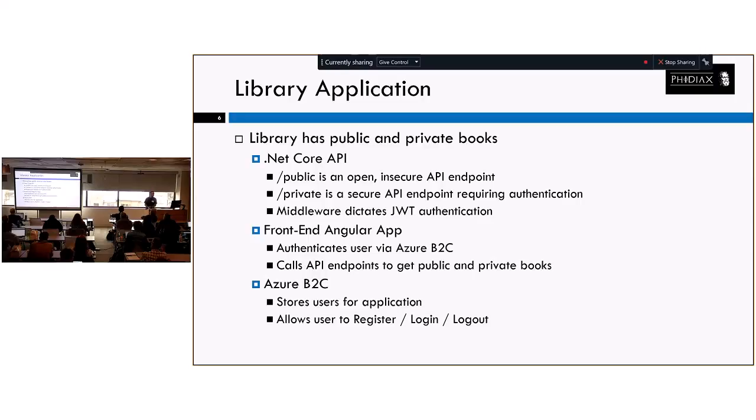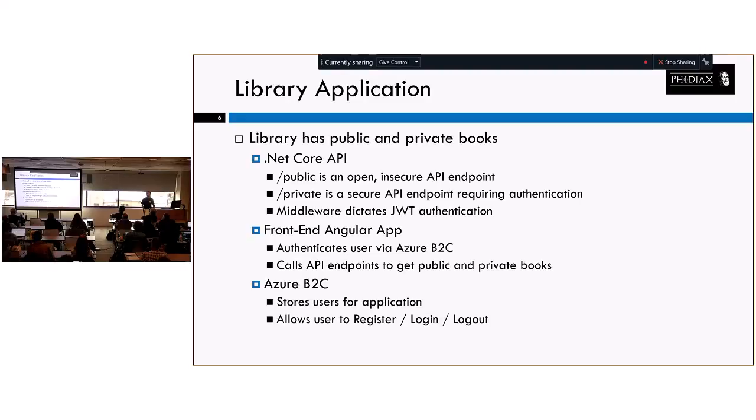Next, we have our library application. So the library app is just something that I built. It's got 3 main parts to it. It's got an API built on .NET Core 2. That API has 2 endpoints. It's got a public endpoint that's just an open endpoint that allows anonymous calls to it. The next one is a secured endpoint.